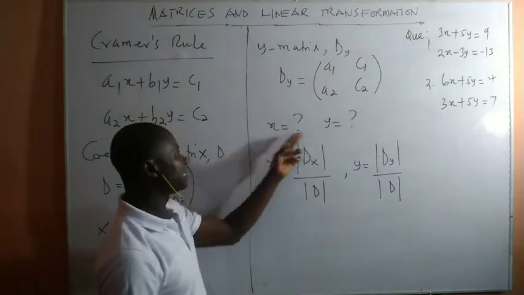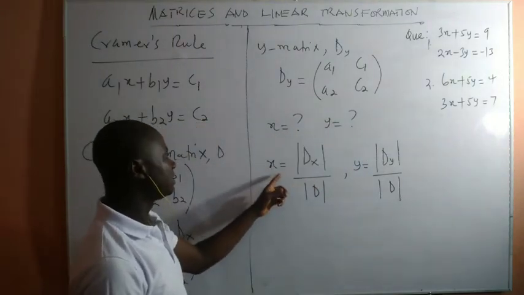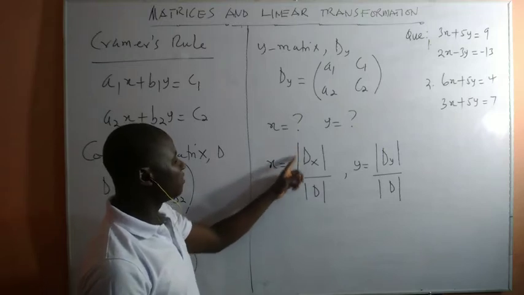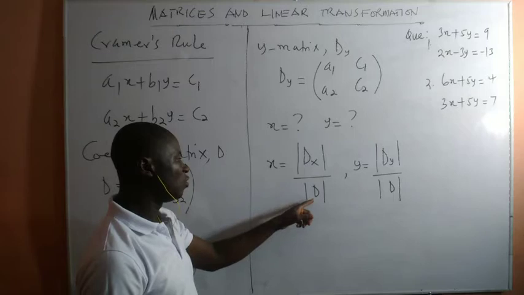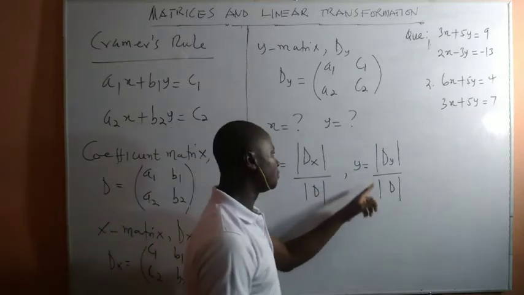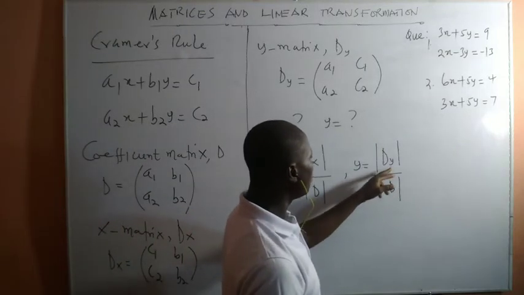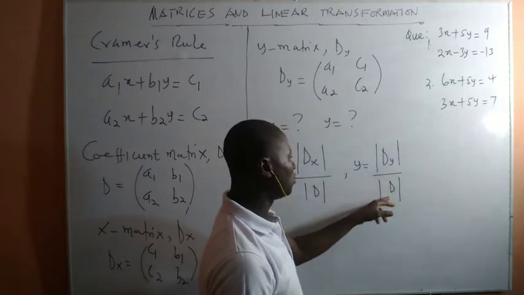Now, in finding x and y, the value of x will be equal to the determinant of the x matrix divided by the determinant of the coefficient matrix, and y will be equal to the determinant of the y matrix divided by the determinant of the coefficient matrix.